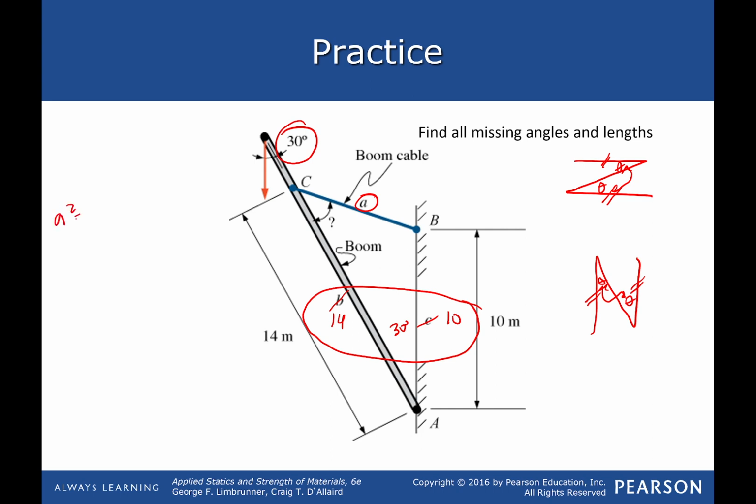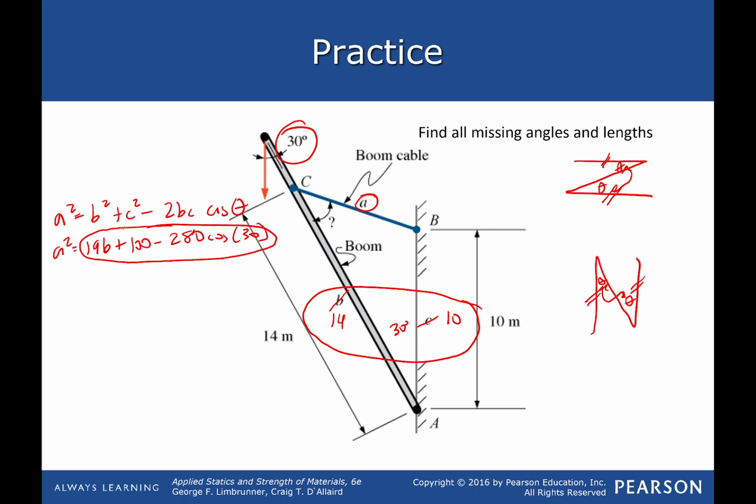So a squared is going to be equal to, I'll go ahead and write down the entire equation, b squared plus c squared minus 2bc cosine of theta. And a squared is going to be equal to 14 squared, which is 196, plus 10 squared, which is 100, minus 2 times 14 times 10, that's going to be 280, cosine of 30. Okay. Let's plug this into our calculators and see what we get. We can keep on moving forward.